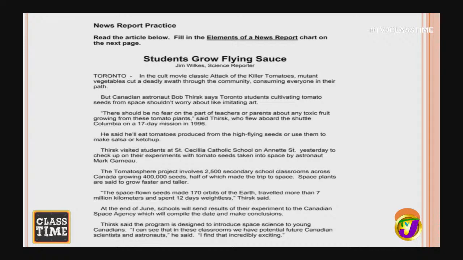So these are all the things that you are expected to do, locate the facts. And remember what facts are? Facts are things that can be proven to be true or false. So you should be able to identify the factual information and write them in the slot.